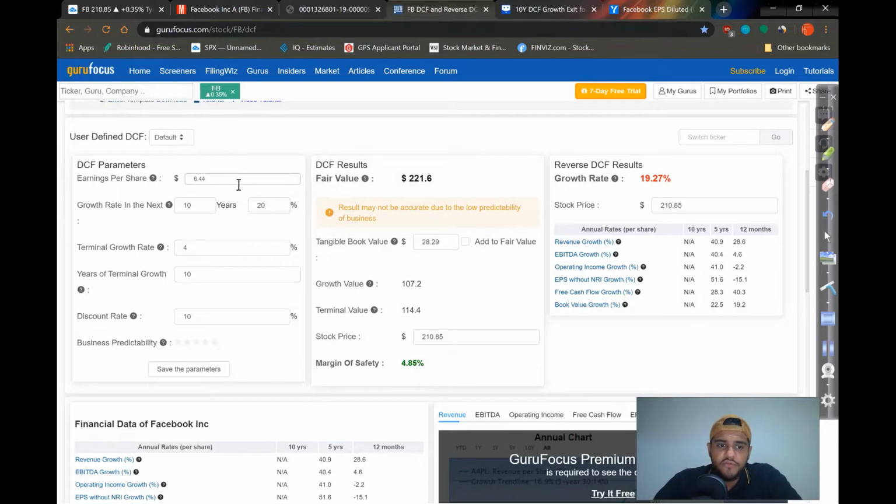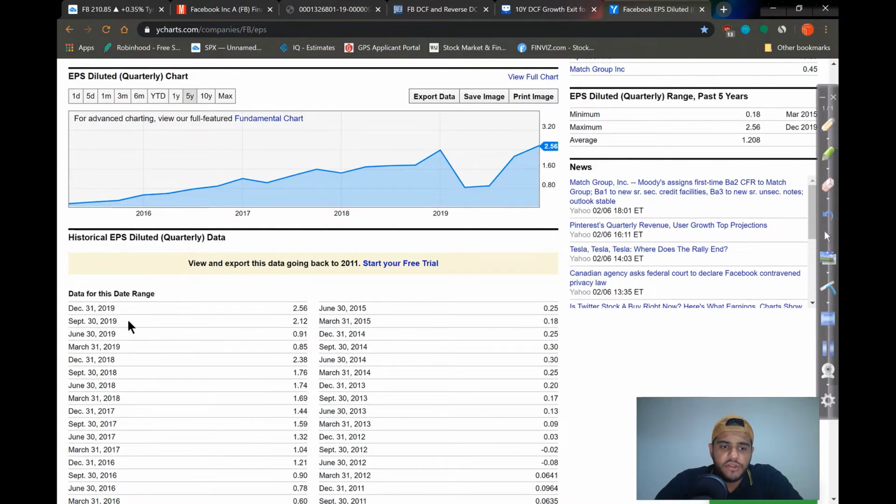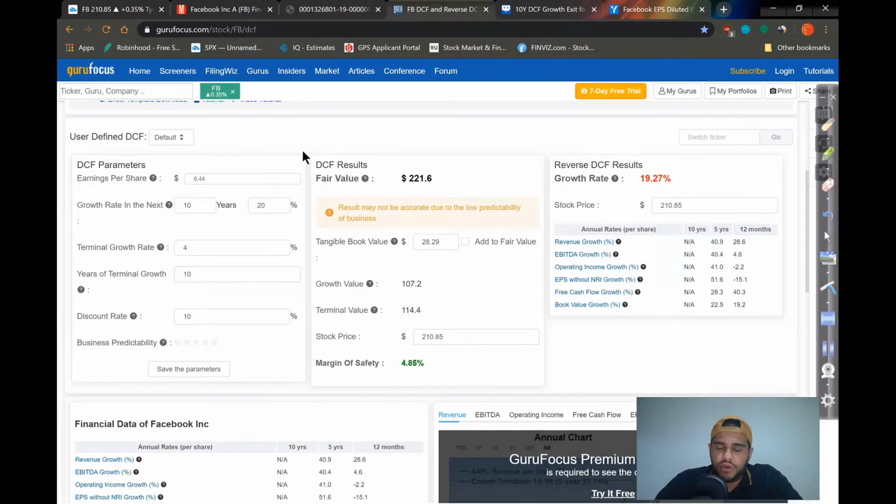So earnings per share for Facebook, you want to know how much the earnings per share was for the entire year of 2019. And how do you get that? Well, you could just type YCharts in Google and type Facebook EPS, and you'll come to this chart right here, and the data for this range, you'll see the last 4 quarters are these numbers right here. If you add them all up, you will get 6.35, and I rounded it up to 6.44. So that's how you get the EPS right here.